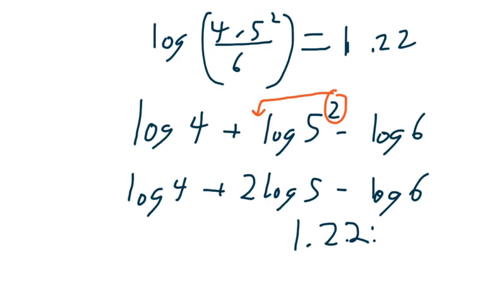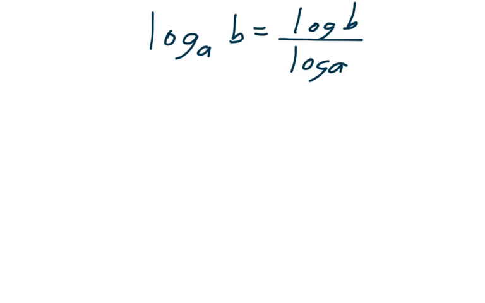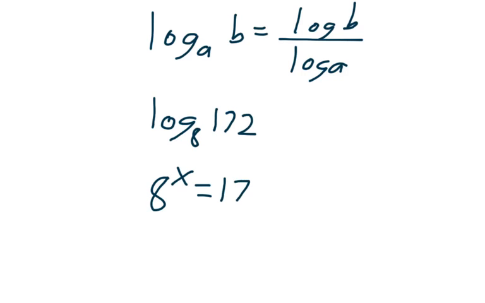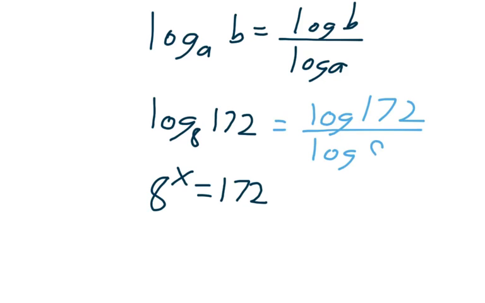Alright, and so that was a little bit of practice with the rules. Alright, this is a very valuable problem where we have log base 8 of 172. So 8 to what number equals 172? And before we had no way to solve this without using our graph, but thanks to the change of base formula, we can just do log of 172 divided by log of 8. And we get the answer of 2.47.